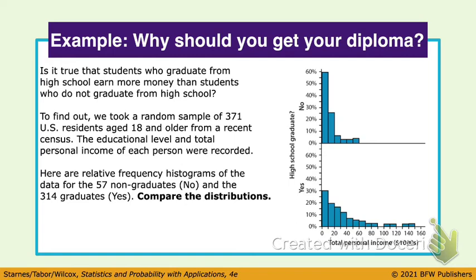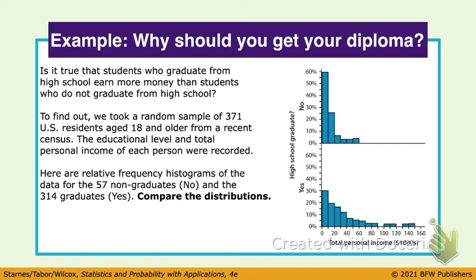So whether they were a high school graduate: no, if they did not graduate high school, that's on the top. If they did graduate high school, that's on the bottom. So we want to compare the distributions. What four things do I need to compare? SOCS. What does SOCS stand for? Shape, outlier, center, spread. And when you're comparing, make sure that you actually link them. So I'm going to give you guys just a minute to look at that, and then we'll talk about it.